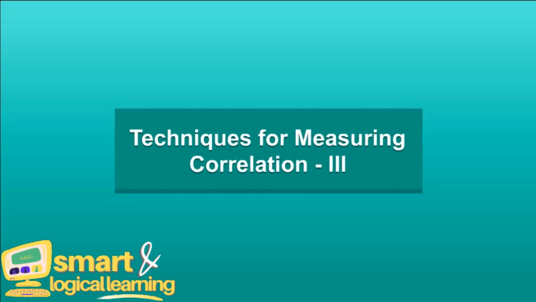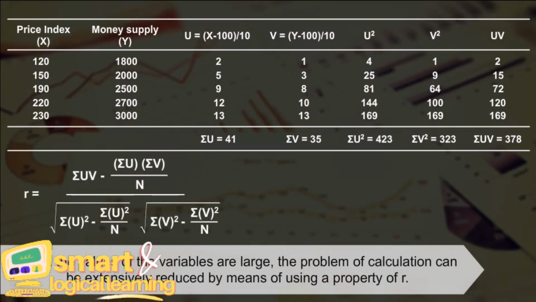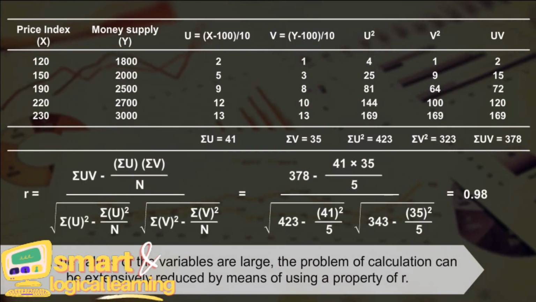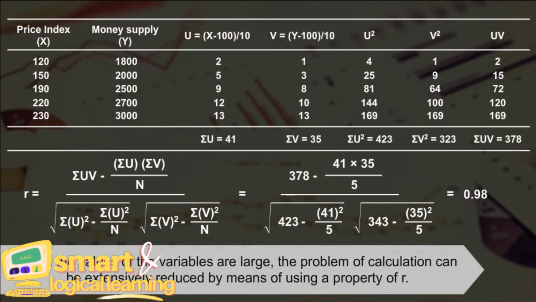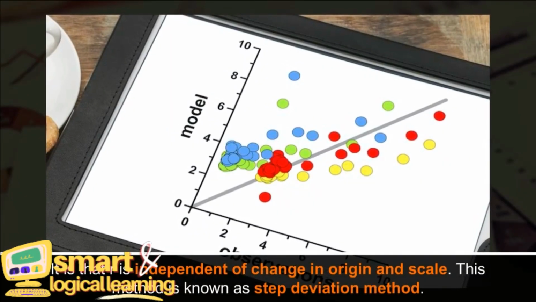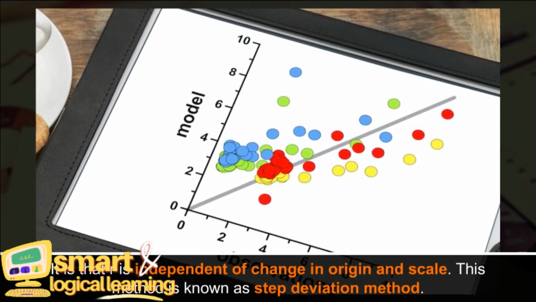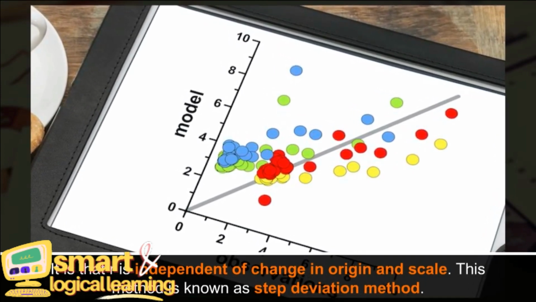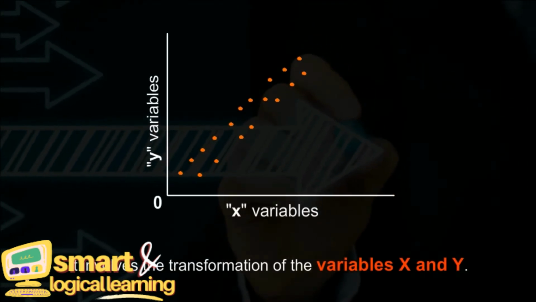Techniques for measuring correlation, 3. Step deviation method to calculate correlation coefficient. When the values of the variable are large, the problem of calculation can be extensively reduced by using a property of R. It is that R is independent of change in origin and scale. This method is known as the step deviation method. It involves the transformation of the variables x and y.